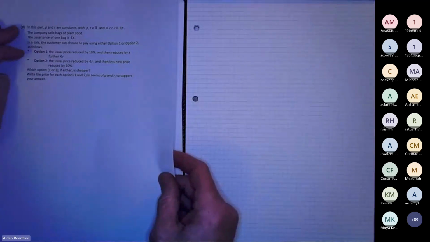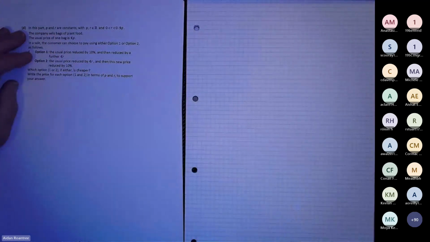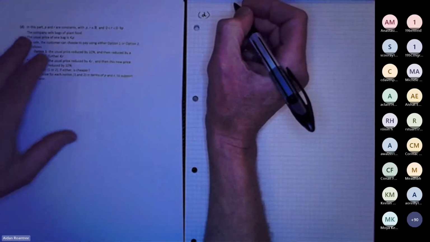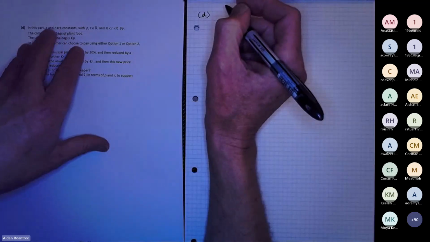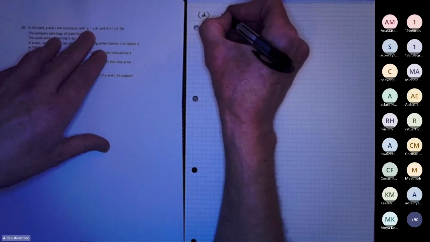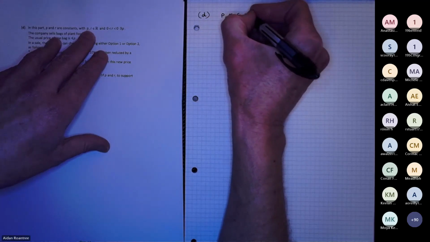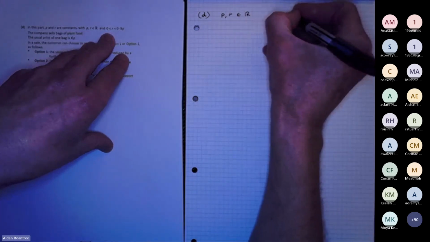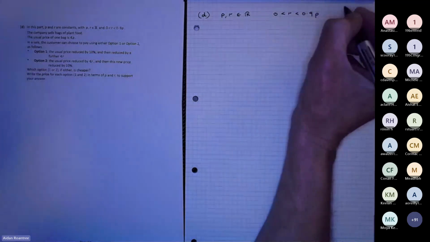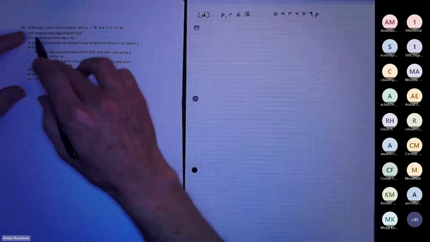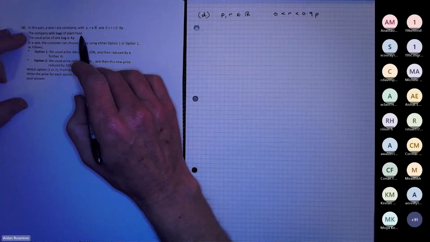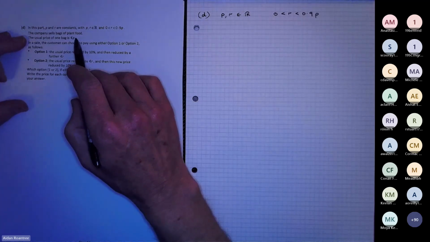It's part D of the question, and I'll tell you what it says. And by the way, this is an example of a question that is very, very difficult to prepare for because it's not something that people are used to. It says here, in this part, P and R are constants. So P and R are real numbers, and R, we're told, lies somewhere between 0 and 0.9 P. And they're still sticking with the idea of the company. And it says here, the company sells bags of food. The usual price for one bag is €P.